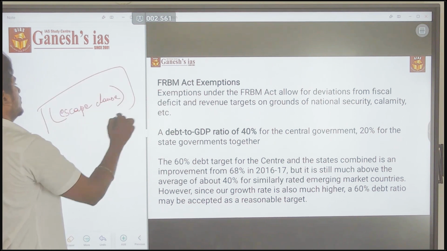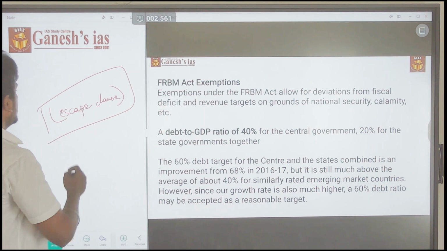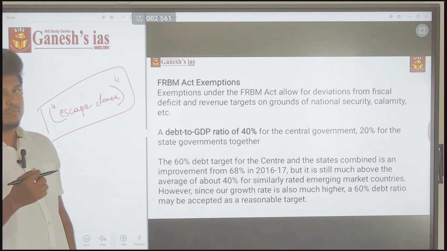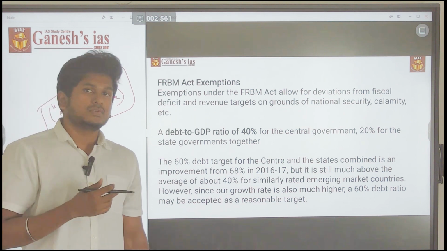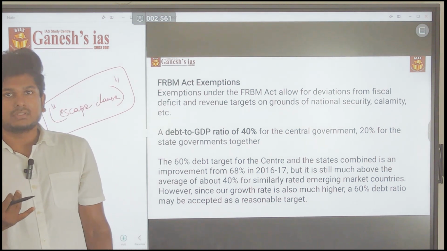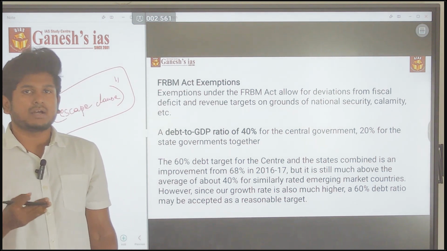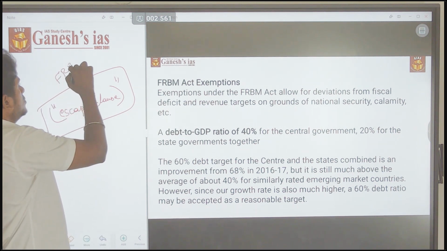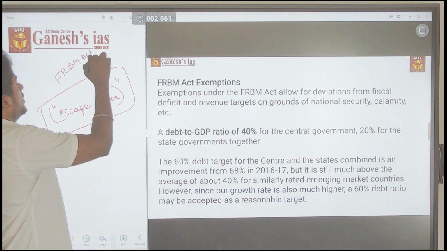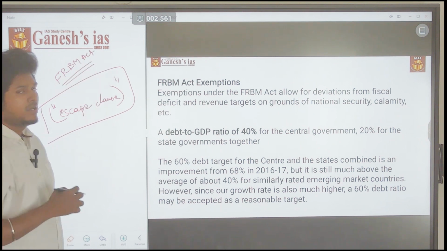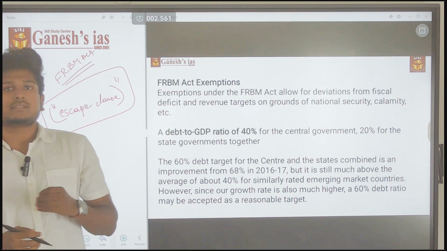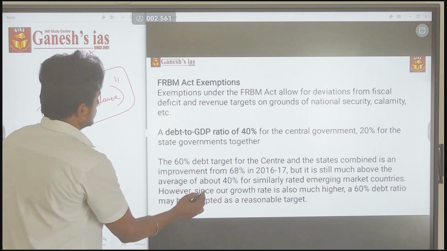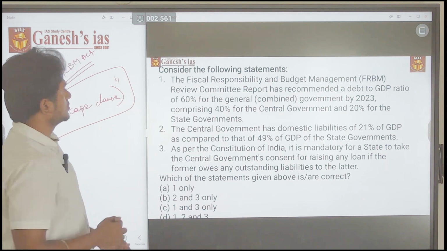This is also one of the questions asked in the prelims. Escape clauses are related to what? They made a statement, and the options were Planning Commission, Niti Aayog, FRBM Act, and none of them. So the answer is the FRBM Act. This Act provides certain exemptions to the targets, and that is called the escape clause. You should also know these things. Then we will go for an answer.